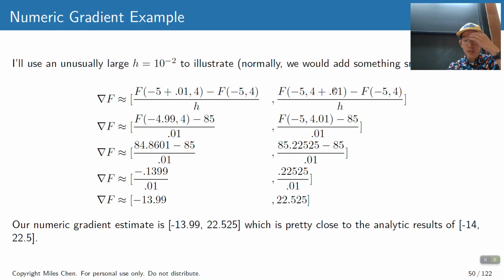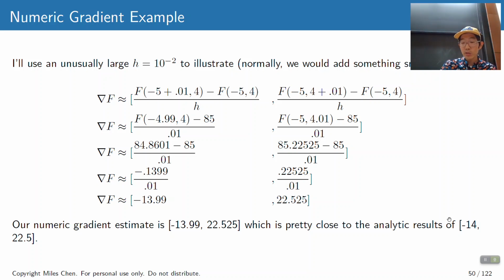I do the same thing, but now for x2. I leave x1 the same at -5, but here I'm going to change x2 from 4 to 4.01. The function at -5, 4 is 85. What is the value of the function at -5, 4.01? I plug that in and I get 85.225. So how much did it change? It changed by 0.225. I divide by 0.01 and I get 22.5.